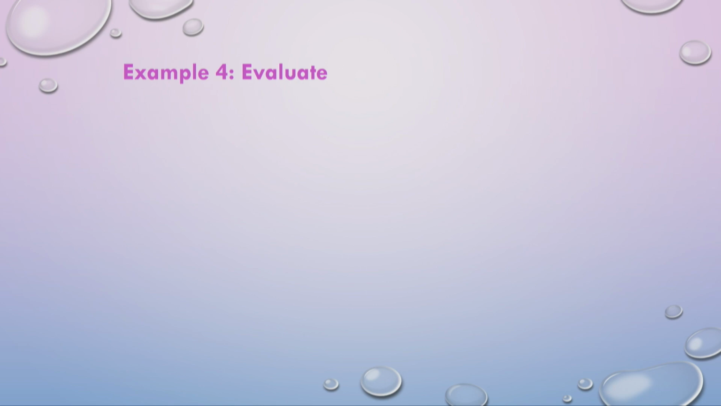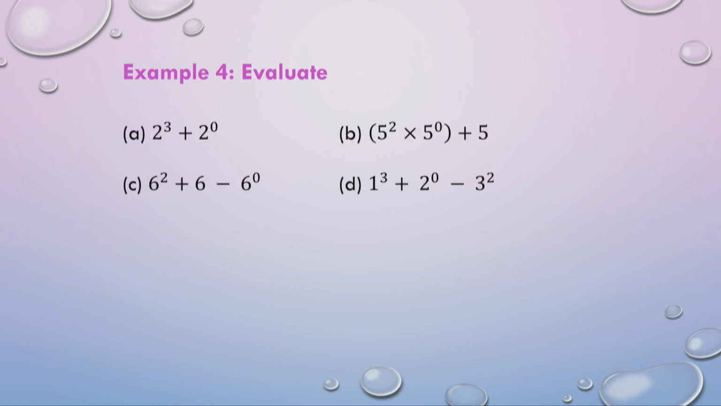Next example, evaluate. So you have 4 parts here. Let us look at the first part. 2 to the power of 3 plus 2 to the power of 0. Now, what is 2 to the power of 3? It means 2 times 2 times 2, which is 8. 2 to the power of 0 is 1. So 8 plus 1 is equal to 9.